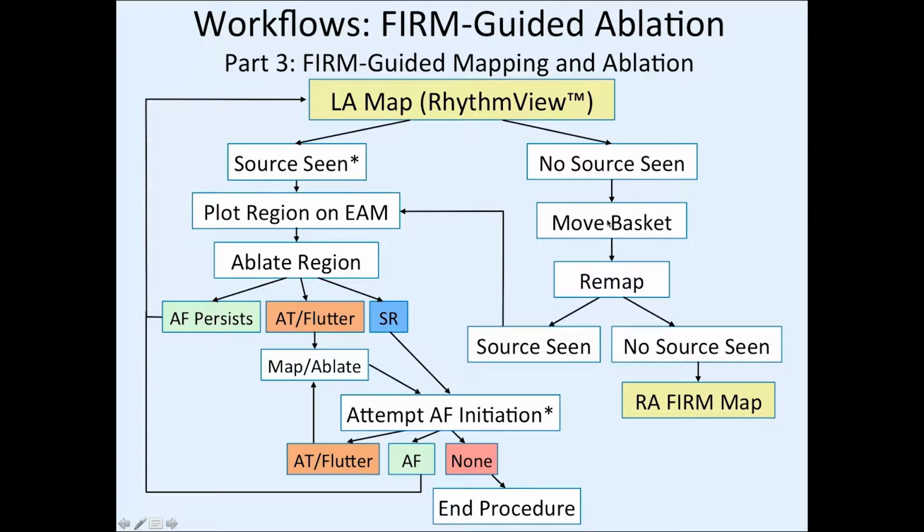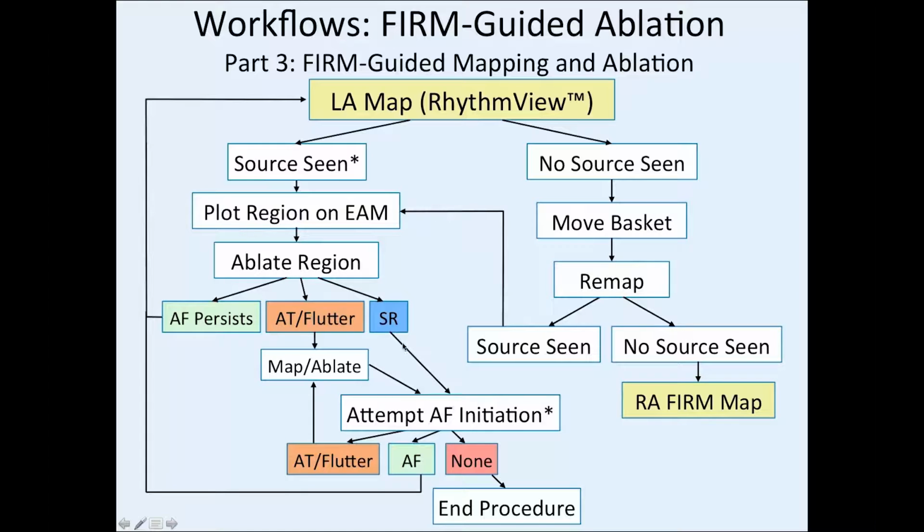We will then move the basket around to make sure we have adequate coverage of all areas of the atrium and remap. If we see a new source with that, we'll go ahead and replot it on the electroanatomic map, ablate that region, and keep going around. If we are done seeing sources in the left atrium, we go to right atrial FIRM mapping and ablation.